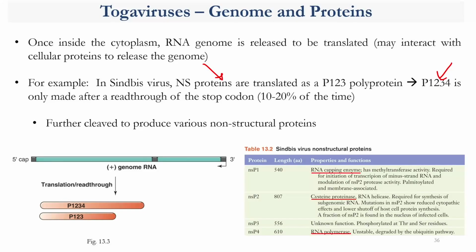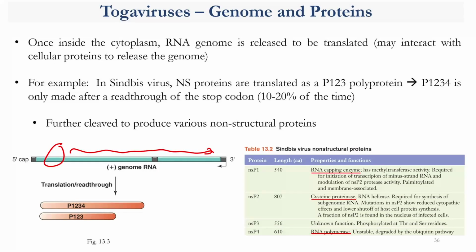So it's going to read through and make a longer protein, which then is further cleaved to produce other non-structural proteins. So let's look at the figure. Here's your positive genomic RNA. You'll start translation, and let's say you have a stop signal somewhere here. You're going to make your P123, but about 10 to 20% of the time, the ribosome here will just read through and make your P1234, okay?